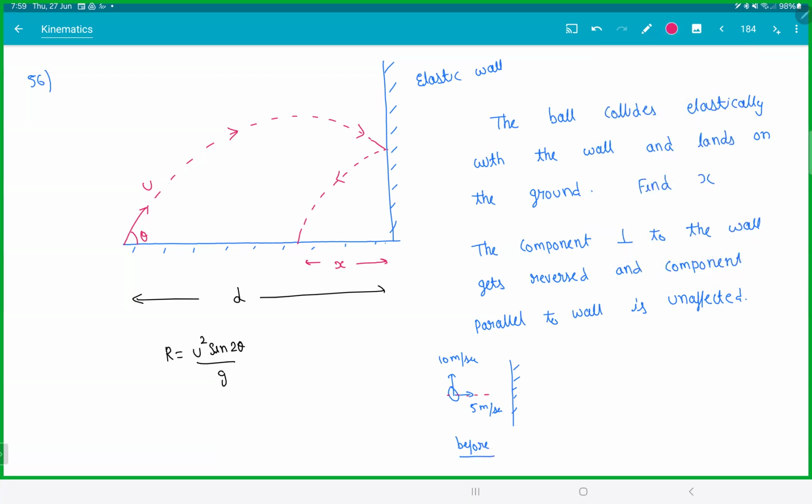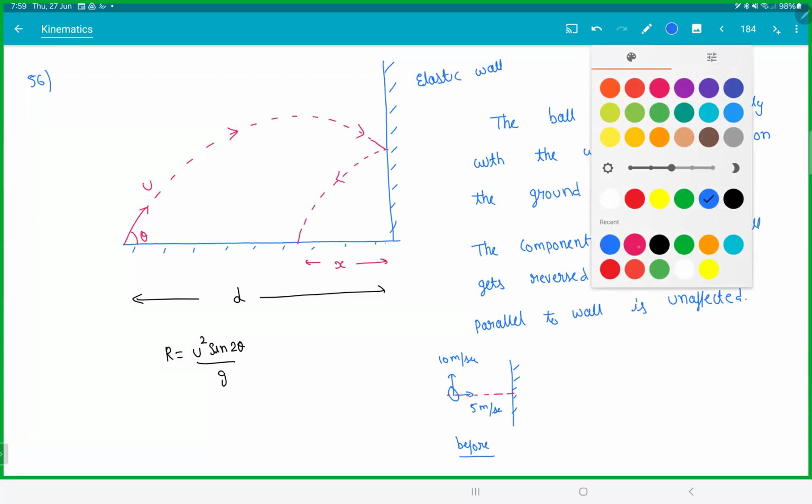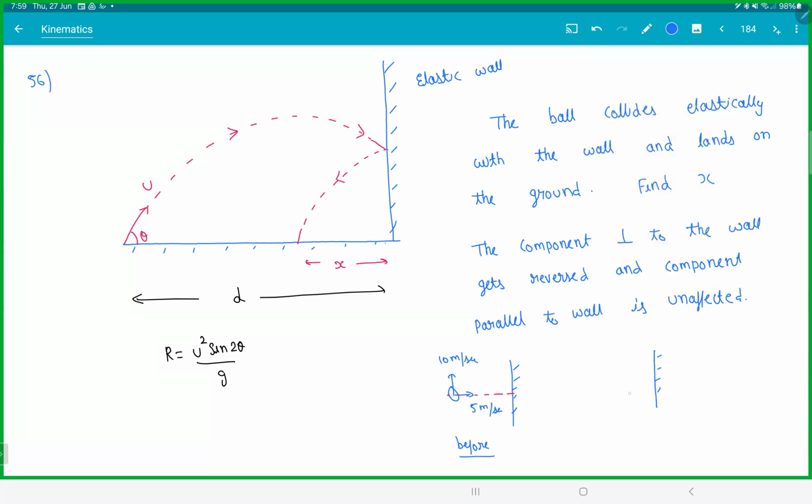So when it hits the wall, this component will reverse, 5 meters per second. The speed will remain the same. The vertical component is unaffected. So after collision, this is what will happen. Whichever speed is perpendicular to the wall will get reversed, the other component will remain the same.